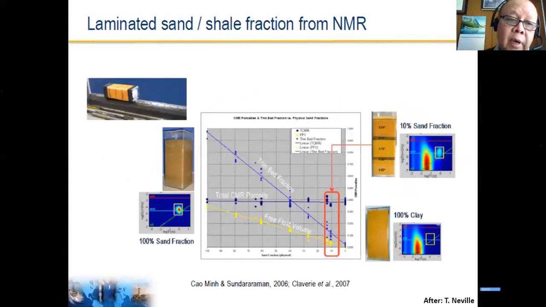There was an experiment done by Schlumberger using their NMR log to differentiate the percentage of sand and shale. Here is the experiment they did by placing a glass or plastic box filled with sand, with various fractions of sand and shale, and this is the plot that they came up with. So the NMR can definitely be used, with this sort of plot, to identify the percentage of shales and the percentage of sand in a reservoir.